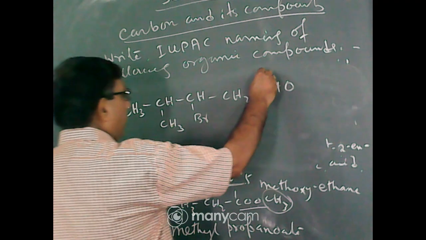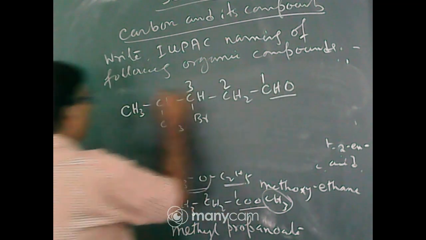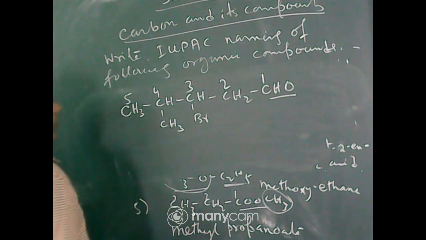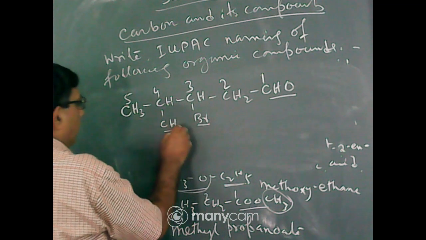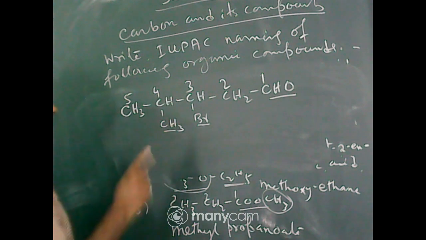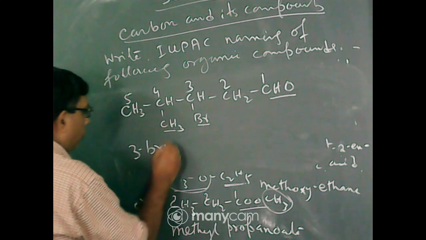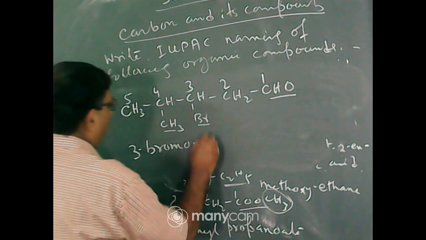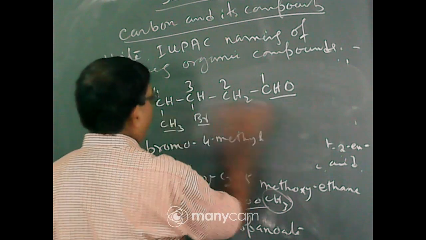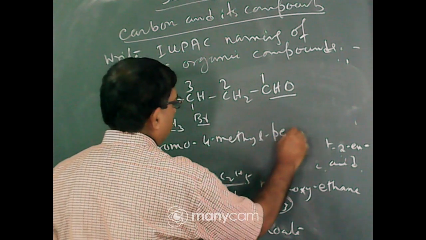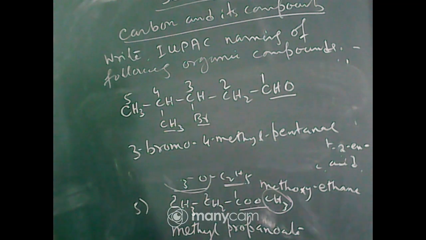Numbering, first number the carbon atom. This is the functional group. So 1, 2, 3, 4, 5. The bromine has carbon number 3 and methyl at carbon number 4. Naming them according to alphabetic order, so write 3 bromo, 4 methyl. How many carbon? 5. Pentanal. 3 bromo, 4 methyl pentanal.